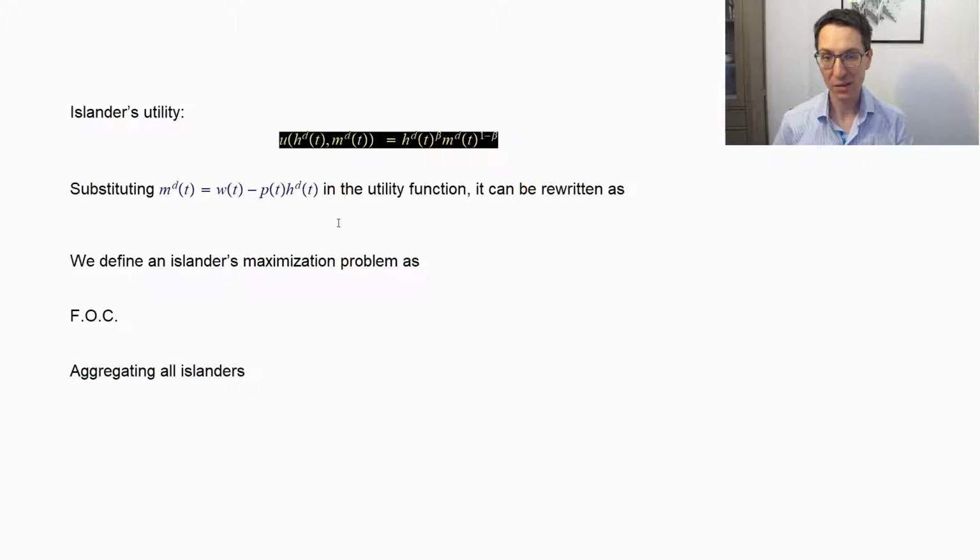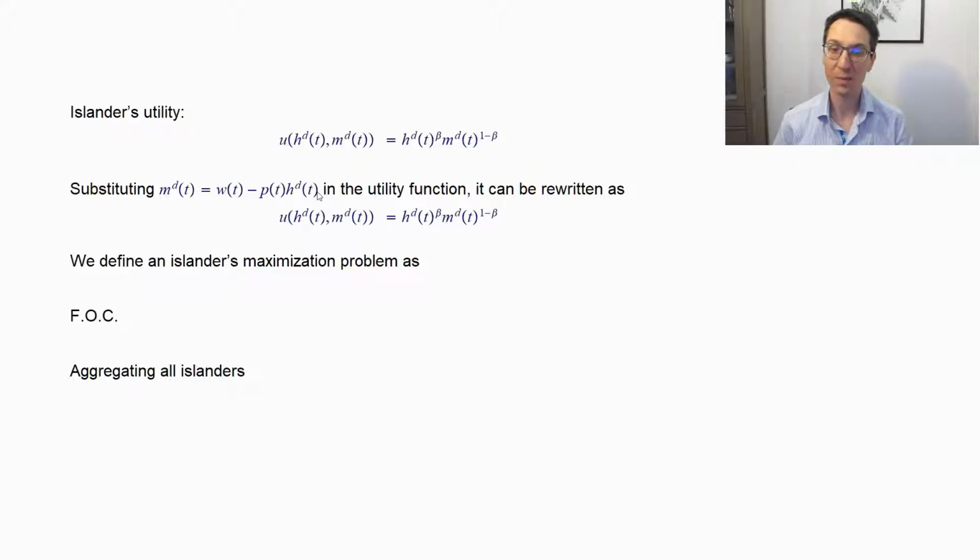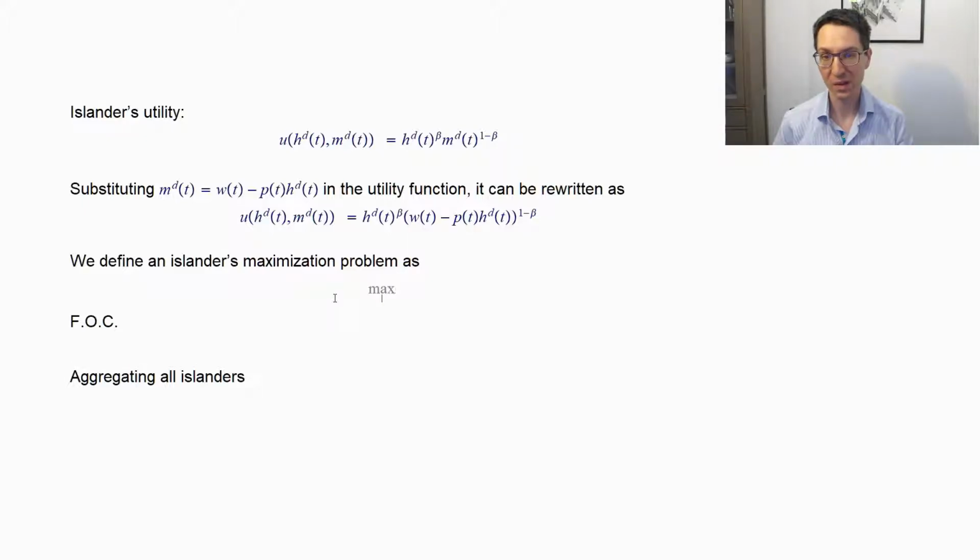And we get U_t equals H^D_t to the beta multiplied by (W_t minus P_t H^D_t) to the 1 minus beta. So with this, it's very easy to write the maximization problem, which is the maximization, by choosing the demand for harvest, H^D_t, of this utility function with respect to H^D_t. The first order conditions look like they were before.